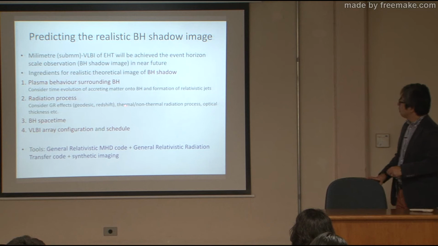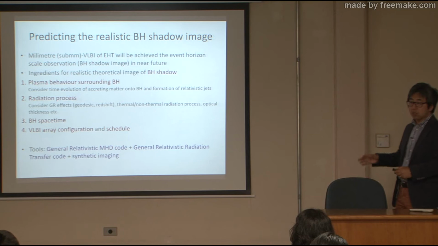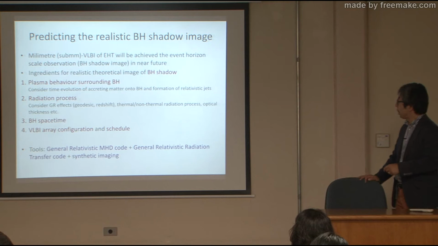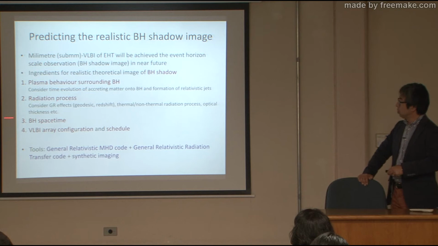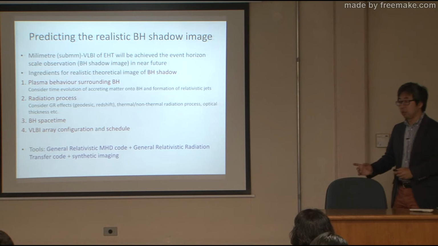The thermal and non-thermal radiation process, because how to get the emission also depends on whether this is a thermal emission process or a non-thermal emission process. And we also think about the optical thickness, because where the optical thickness is high, that affects how we get the emission. This is also related to the image structure. Then the black hole space-time is also important. Simply Schwarzschild is very different from the rotation effect of the black hole.